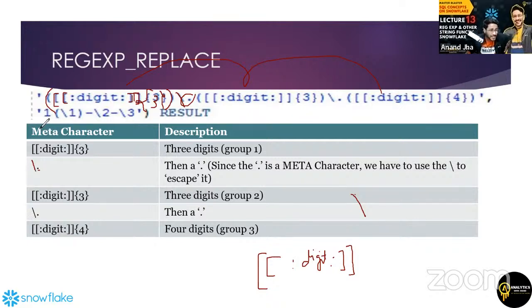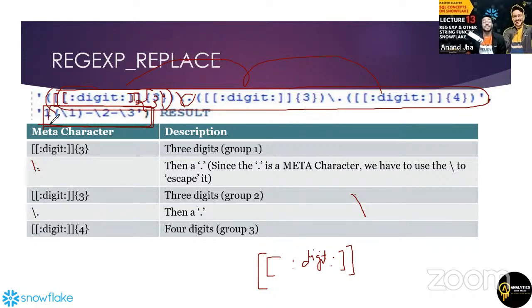Now, what exactly are we doing here? What is this then, after the comma? I'm replacing this with this: /1/2/3. Okay. /1 means I'm replacing it. What do you call this? Dash we call it, not hyphen, right? On the keyboard.